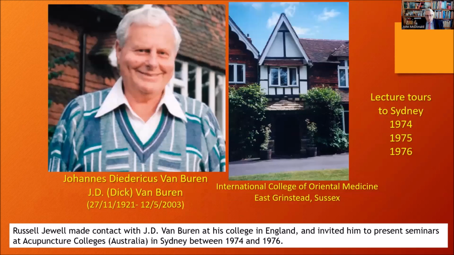Russell Jewell made contact with J.D. Van Buren at his college in England and invited him to present seminars at Acupuncture Colleges Australia in Sydney between 1974 and 1976.